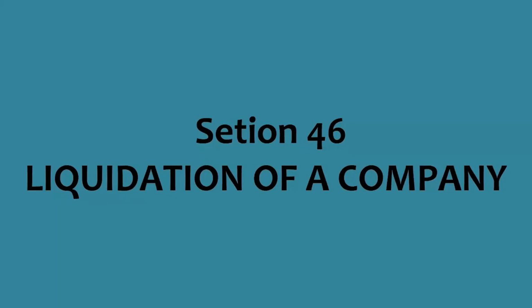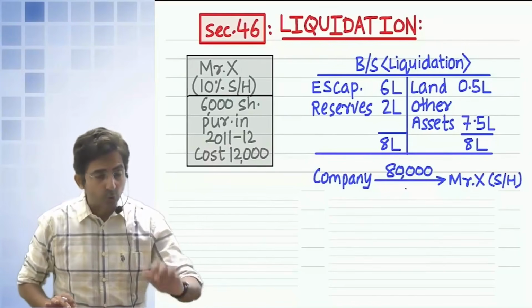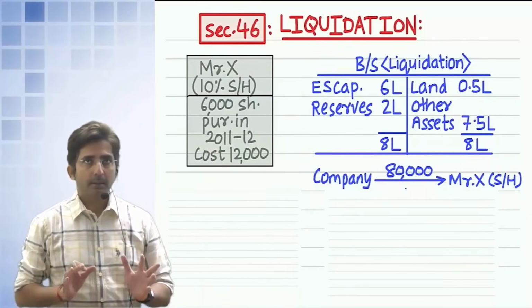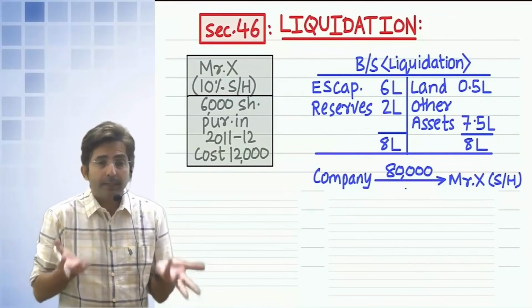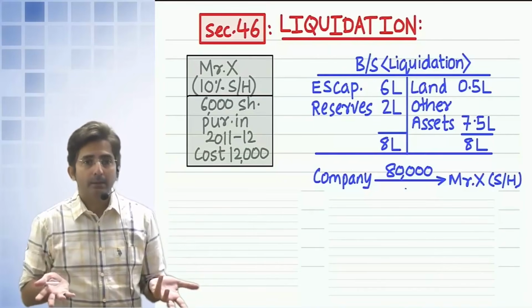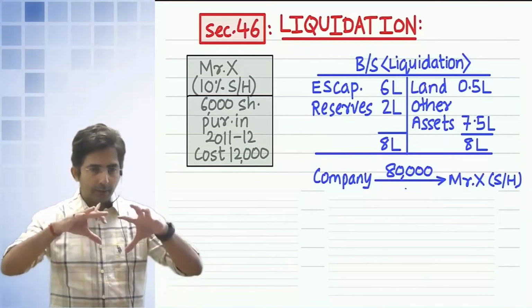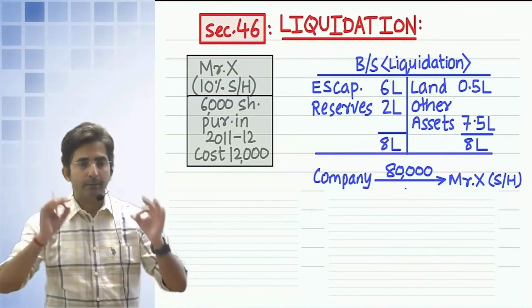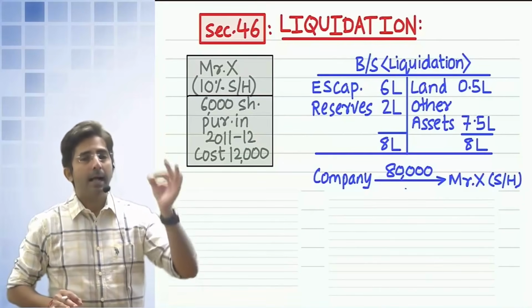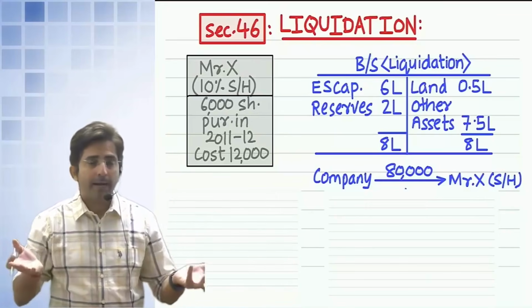So next time going to section 46. This is on liquidation of a company. At the time of liquidation, a shareholder has to pay capital gain tax. But why does a shareholder have to pay capital gains tax? And what kind of capital gains? All that we have to understand. I have just given you a rough idea that at the time of liquidation, a shareholder has to pay capital gains tax. But how and why, I will discuss.